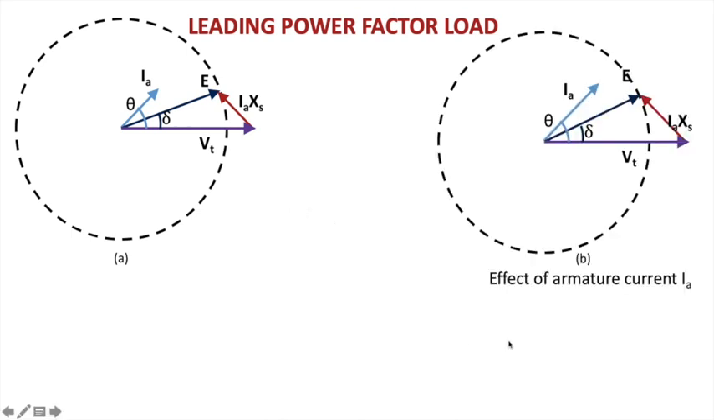Now we'll see the effect of the magnitude of armature current. If the magnitude of armature current increases, the del angle also increases and this drop increases. So the Vt will slightly increase, not much, because the angle will remain as per the power factor, the angle remains the same. So there will be a slight increase in the terminal voltage.